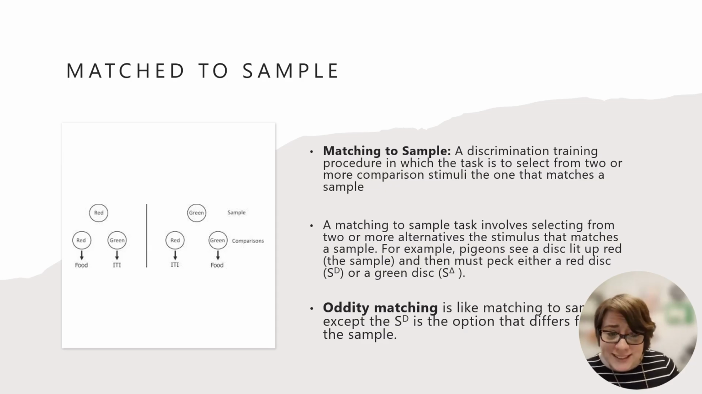The reinforced stimulus, or the SD plus, is the disc that's the same color as the sample. So if a pigeon pecks the comparison disc matching the sample, it receives food. If it pecks the other disc, it receives nothing. So to obtain reinforcement, the pigeon must successfully discriminate between the disc that matches the sample and the one that does not match the sample.